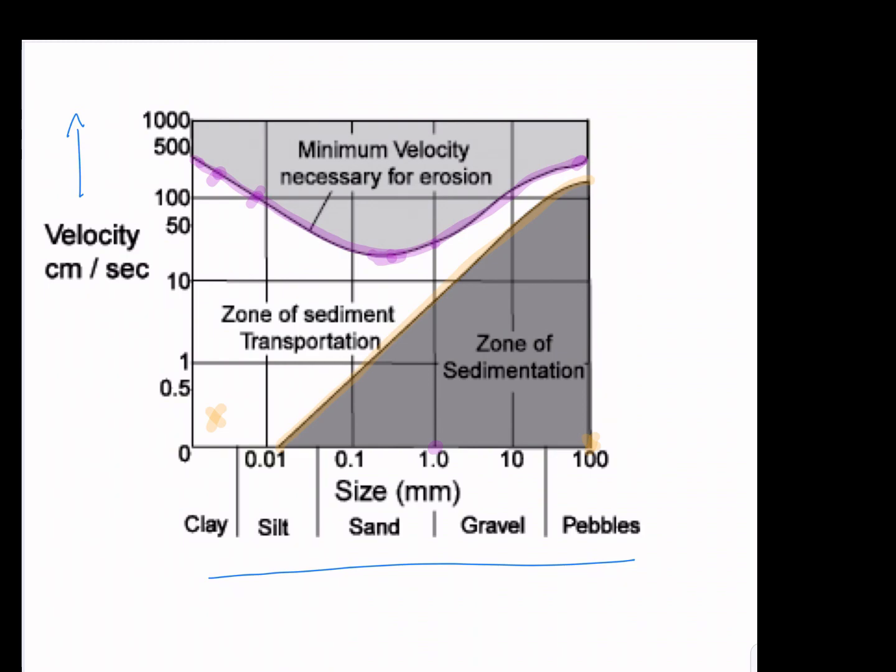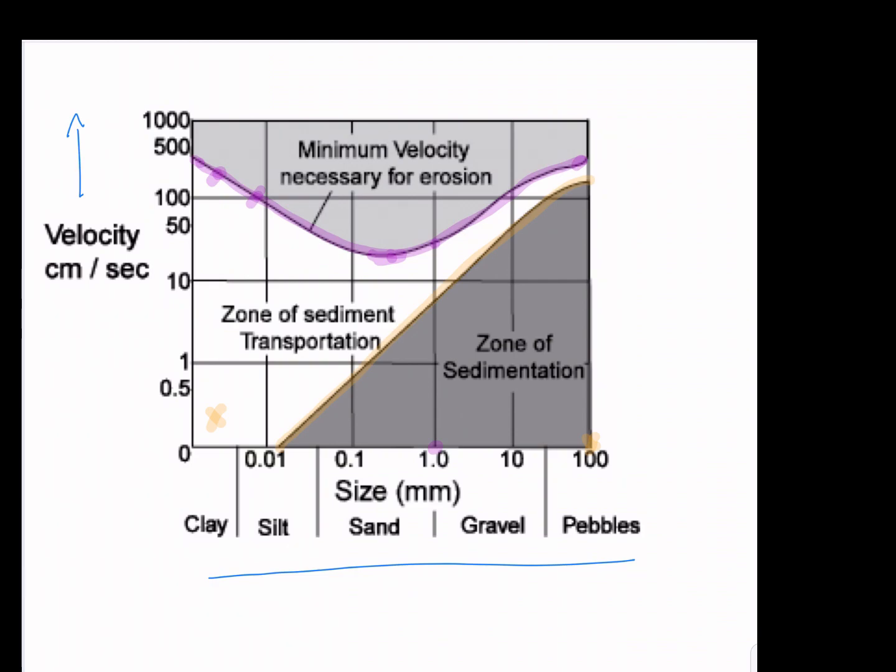So what this graph allows us to do is to recognize that there are three different zones in terms of the velocity of the water that have different characteristics regarding the ability of that water to either pick things up, move it, or drop it off. So this dark gray zone in the bottom right is the zone of sedimentation. That's where things are going to fall out of suspension in the water, and they're going to end up on the ground or the bottom or the bed of the channel.